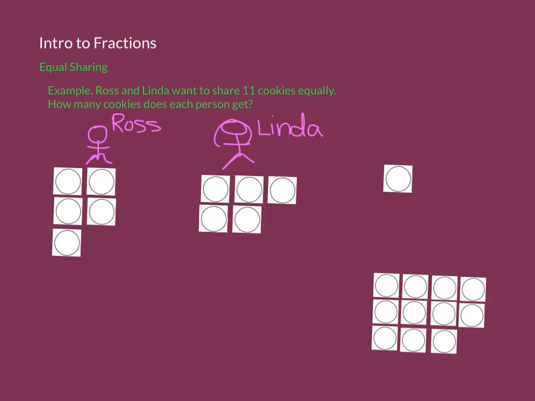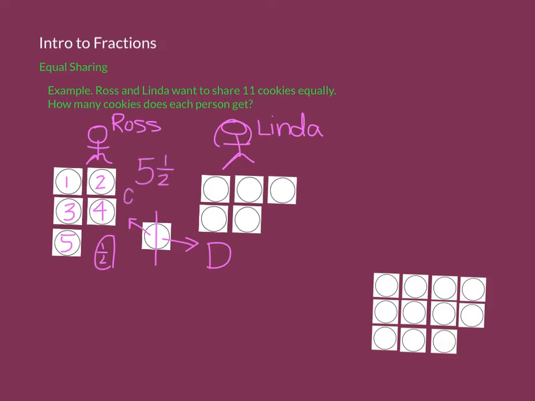So what do they usually end up doing with this one? Well, they usually cut it in half. So perhaps they'll move it here. They'll take their pen and they'll say, well, I'm going to give Ross this half, and then I'm going to give Linda the other half. How many cookies does each person get? Well, let's see. We have 1, 2, 3, 4, 5, and a half. So each person is going to get 5½ cookies. Again, make sure you always label your answer. The unit is very important.